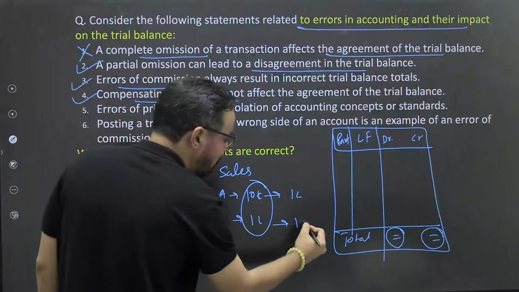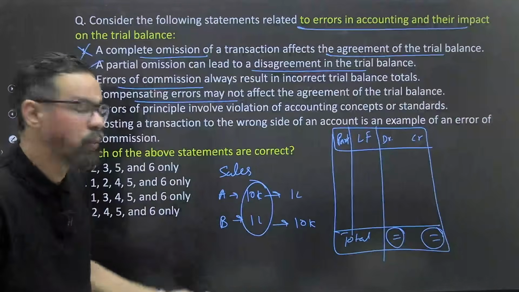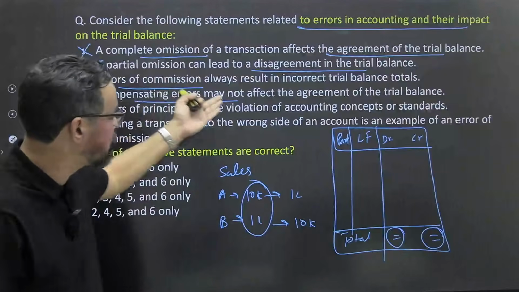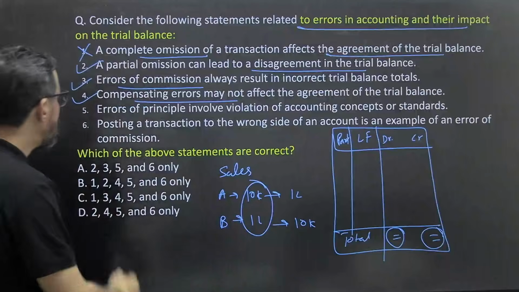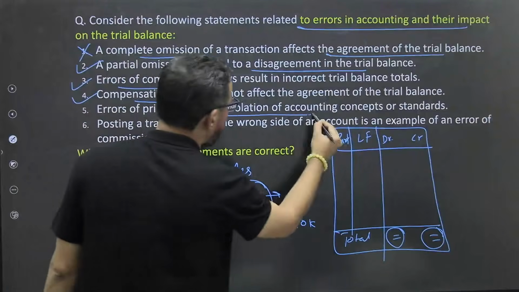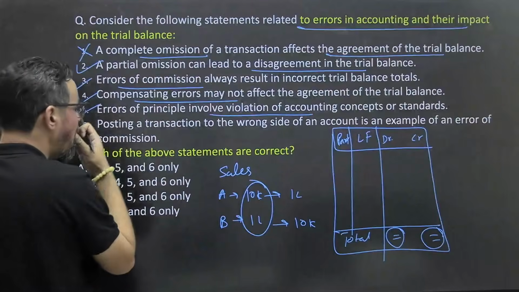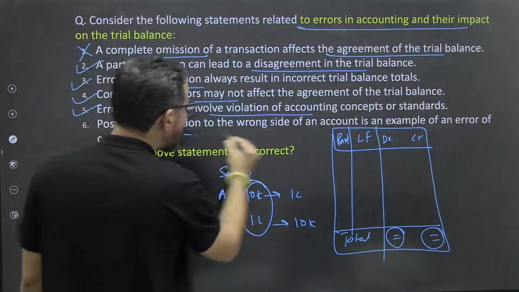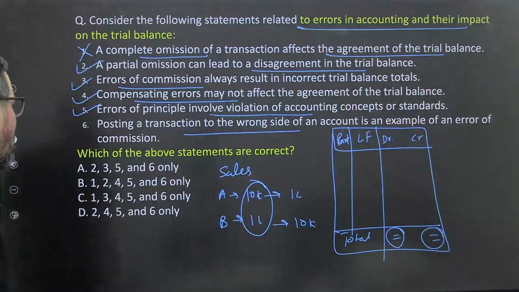We posted it as a 10,000. So your overall sale is 1 lakh 10,000, which is true. So that is the one. Compensating errors may not affect the agreement of trial balance. That means 100% correct. So error of principle involve violation of accounting concepts or standards. Yes. Posting a transaction to wrong side of an account is an example of error of commission.